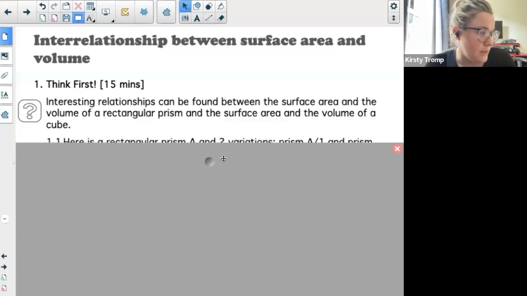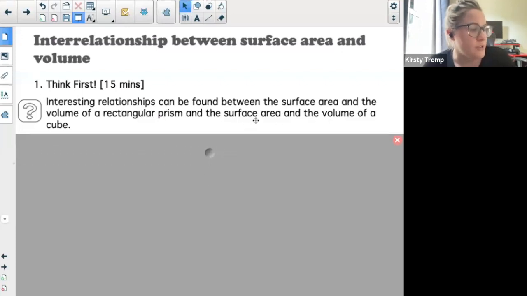So think first. Interesting relationships can be found between the surface area and volume of a rectangular prism and a cube. So guys, there's some interesting relationships. When we were doing it last week, we saw that the surface area and the volume are not necessarily always the same. They could sometimes be the same, but it's very unlikely that that happens. And the reason for that is because they have different formulas.